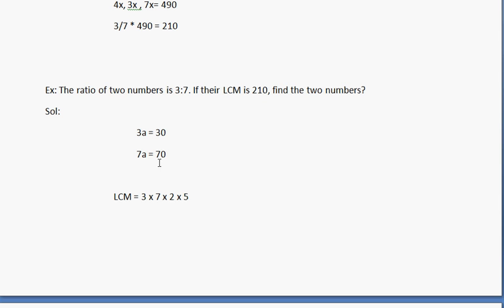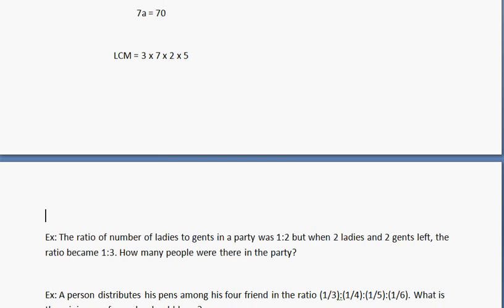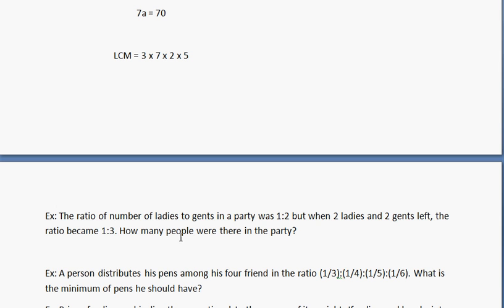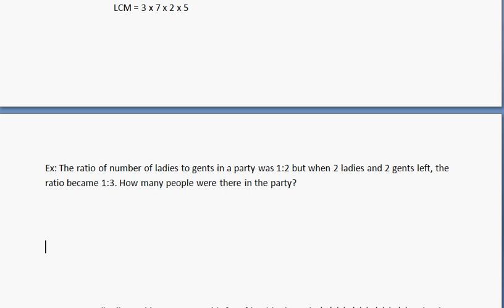Their LCM would be 210, and in this way we can find it in less than 1 minute. So this is a very simple question, again very probable in a CSAT exam. Now question 3 says the ratio of the number of ladies to the gents in the party is 1:2, but when 2 ladies and 2 gents left, the ratio became 1:3. How many people were there in the party? Again, you have got 1.5 minutes to do this question. Just do it and then we'll do it together.